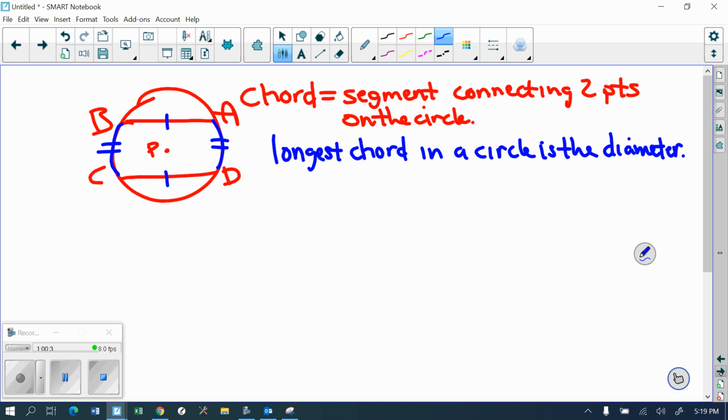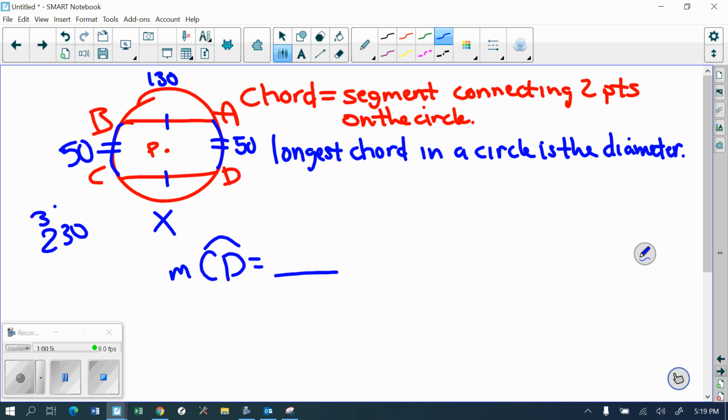So if they told me this was 130 degrees, and this is 50, and they said solve for x, solve for arc CD. Measure of arc CD equals what? Well, I know I put a 50 in here, and I know the whole circle is 360 degrees. So I have 100 plus 130 is 230. From 360 is 130 degrees.